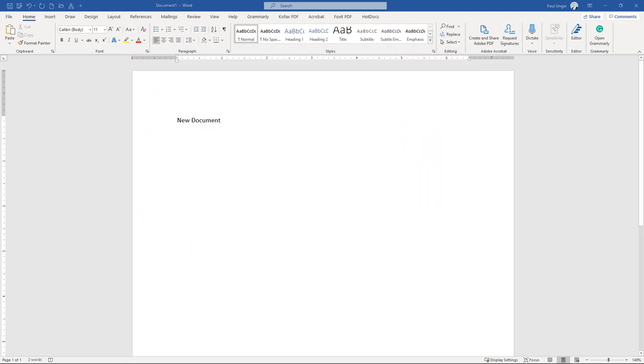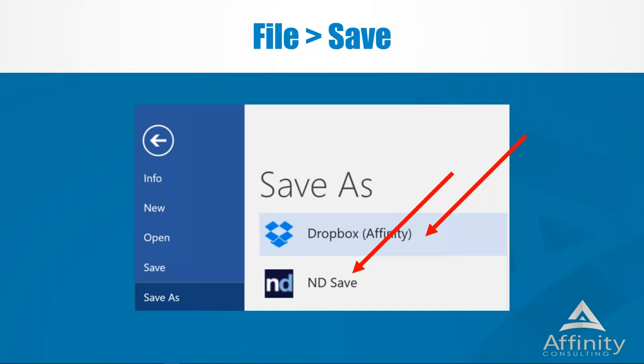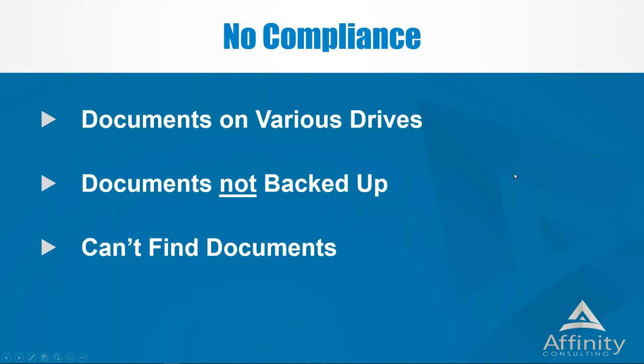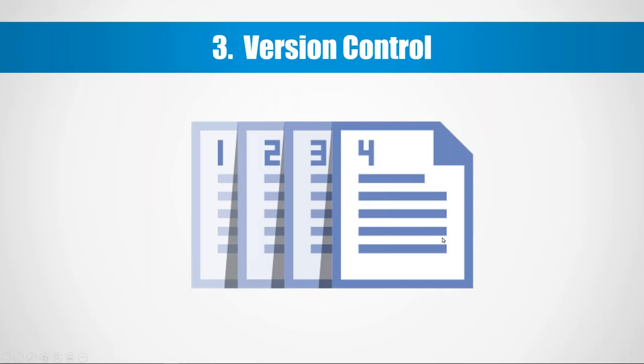That's really important, and we need that direct integration with Word, Excel, PowerPoint, Adobe Acrobat, Foxit, Phantom, PDF, all the PDF programs. If we don't have that easy ability to save documents, then documents get scattered. They may not be getting backed up because they're saved locally or in My Documents. Then, of course, people can't find them. So we want that central repository where everybody saves to that central repository, but it has to be easy to save it to that central repository. Otherwise, there's no compliance.